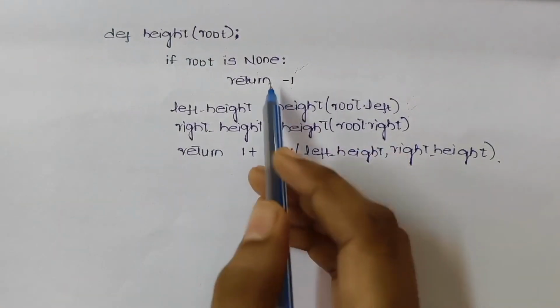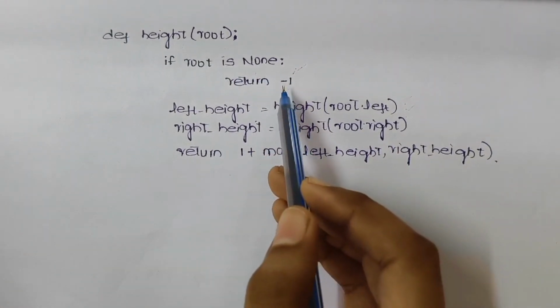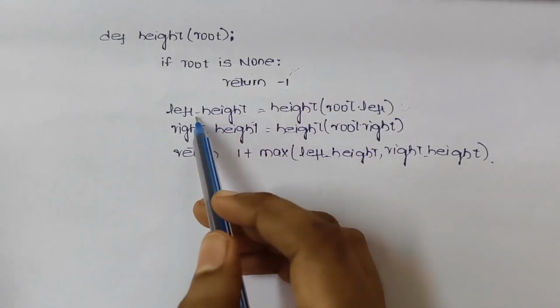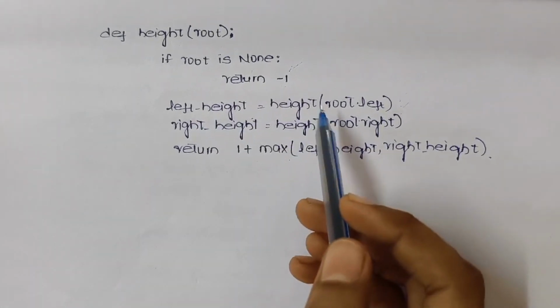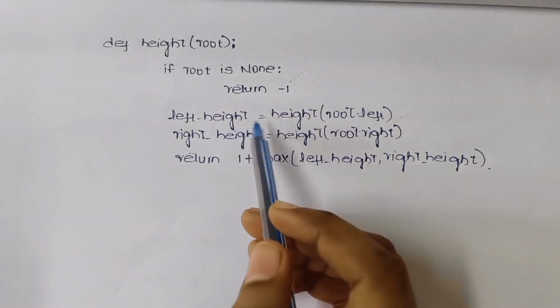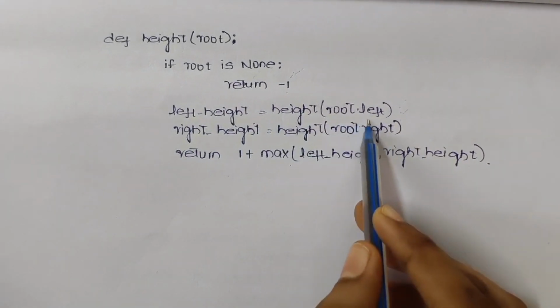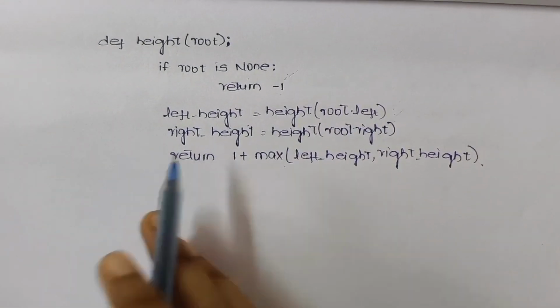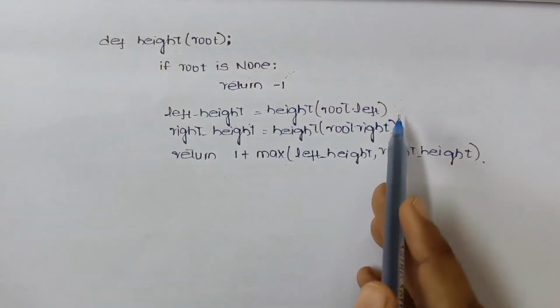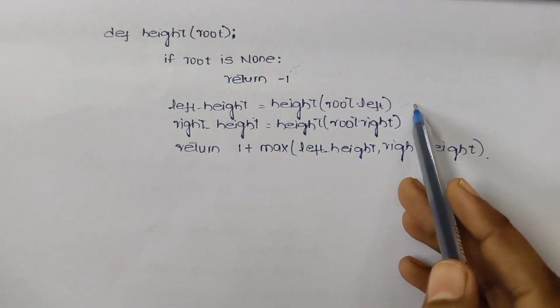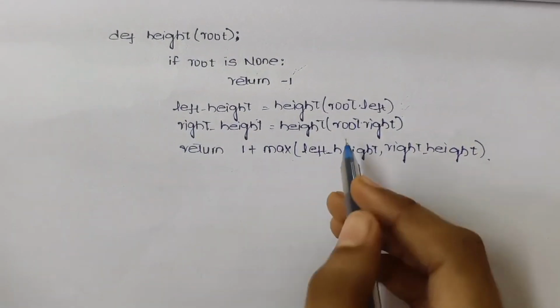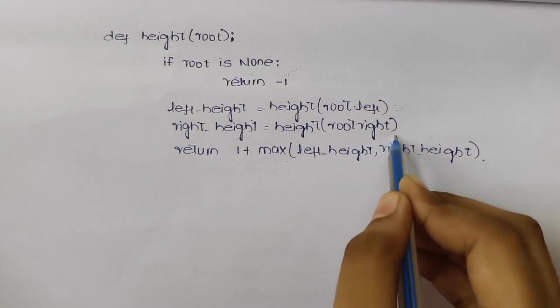So after checking if root is present or not, we come to check the height of the left subtree. So the height of the left subtree, we recursively call the function, and here we pass root left to traverse to the left instead of passing root. After calculating the height of the left, we come to the right and we calculate the height of root right.